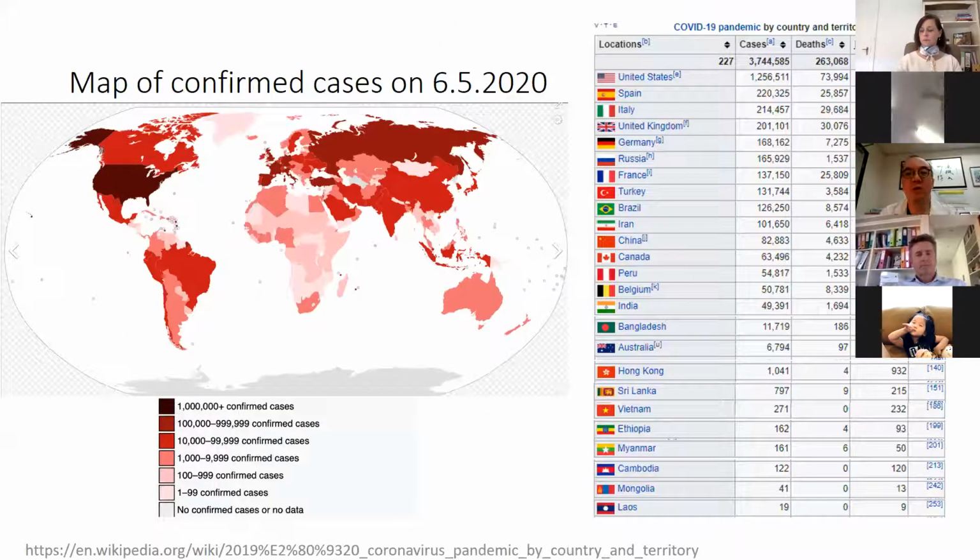This is the world map of confirmed cases as of yesterday. As you can see, United States, Spain, Italy, United Kingdom, and Germany have the majority of confirmed cases. It was estimated by the WHO the global mortality rate was around 6.9%, although this is likely to be an overestimation because we know there are a lot of cases which have not been tested positive.